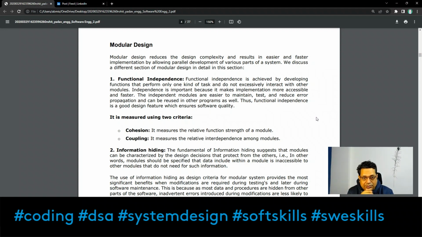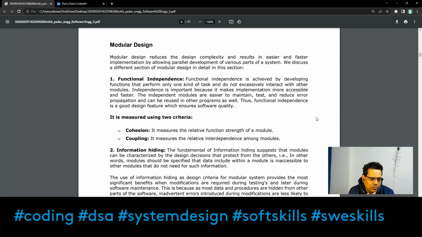All right, so when I talk about modular design, it's different. What exactly is the thought process behind it? It has multiple thought processes. Let's first understand how modular design helps to achieve functional independence. Functional independence is achieved by developing functions that perform only one kind of task and do not excessively interact with other modules. Independence is important because it makes implementation easier and faster.